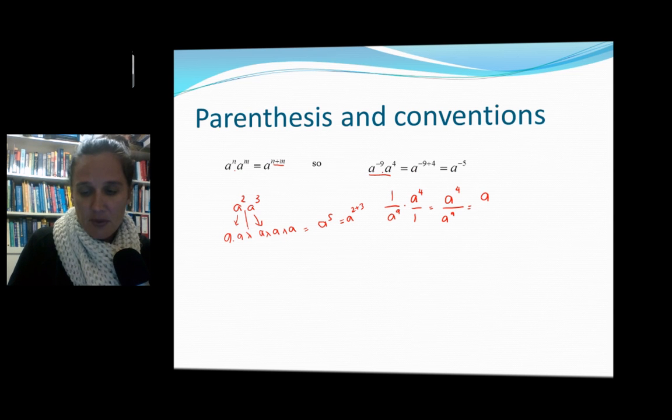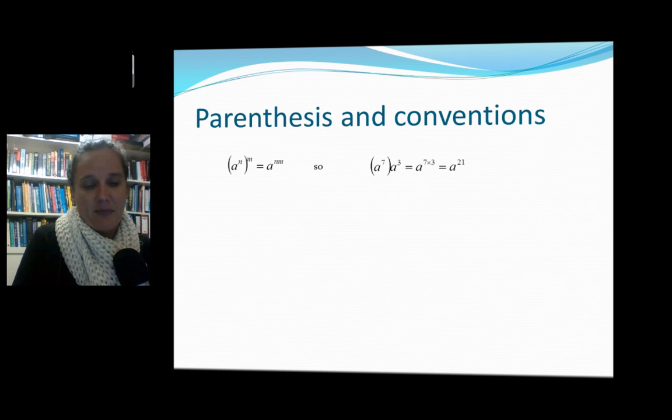If we want to work this through, we've got 1, 2, 3, 4 a's at the top, and 1, 2, 3, 4, 5, 6, 7, 8, 9 at the bottom. We can cancel an a at the top and an a at the bottom until we run out. So we're left with 1 at the top, and here we've got 5 a's. So here we've got 1 on a to the power of 5, or a to the power of -5.